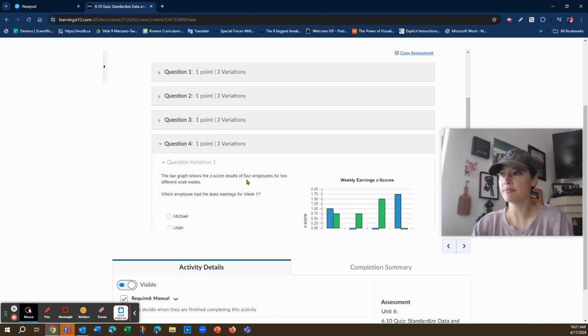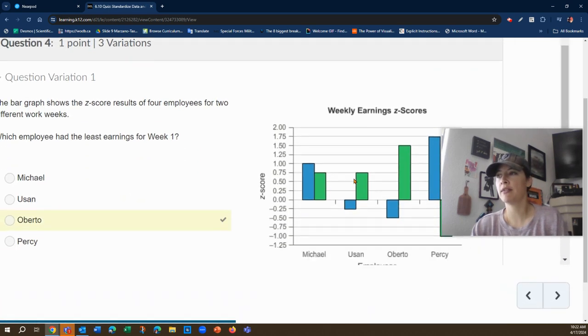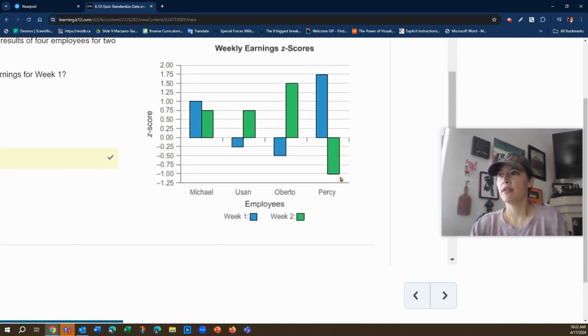Okay, this bar graph shows the z-scores for 4 employees for 2 different work weeks. Which employee had the least earnings for week 1? Okay, so let's zoom in. This is how we read z-scores. Now they're charting the z-score.